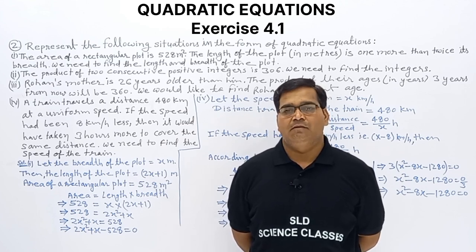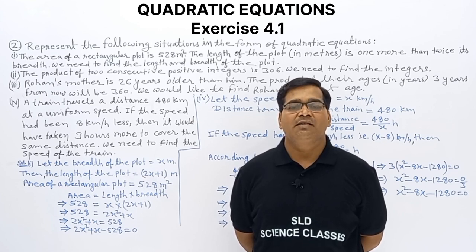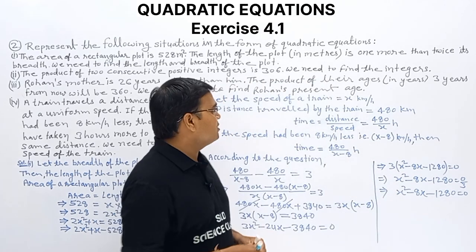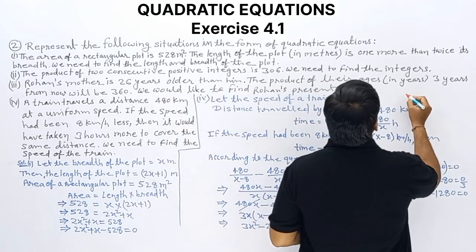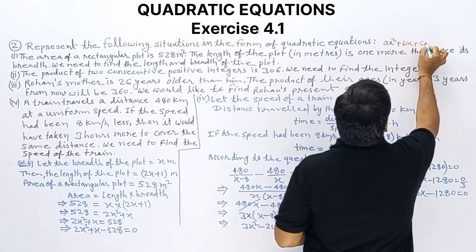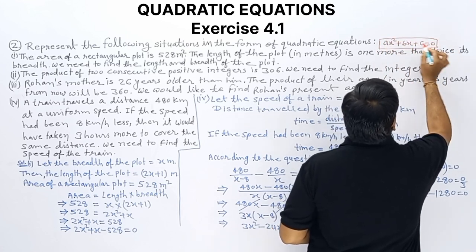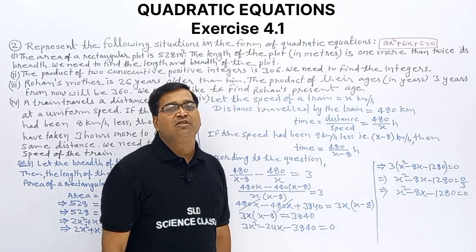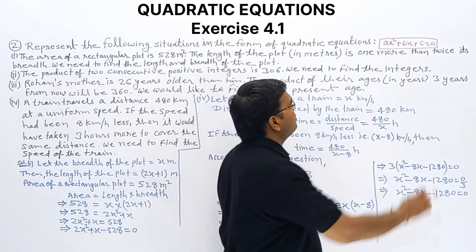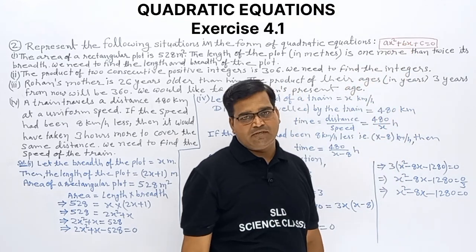If a quadratic polynomial is equal to 0, then that is a quadratic equation. So what is the quadratic equation? It is ax square plus bx plus c equal to 0. In this, we have the variable x, and a, b, c are constants. A is the coefficient of x square, b is the coefficient of x, and c is the constant term.